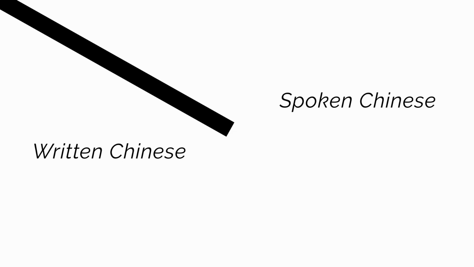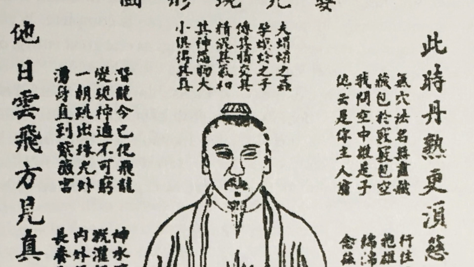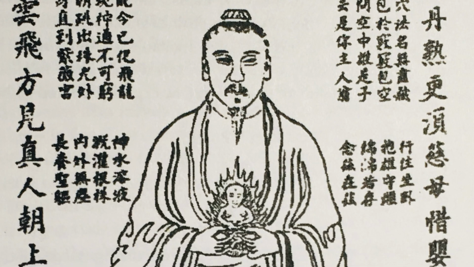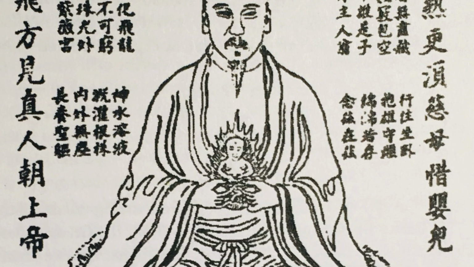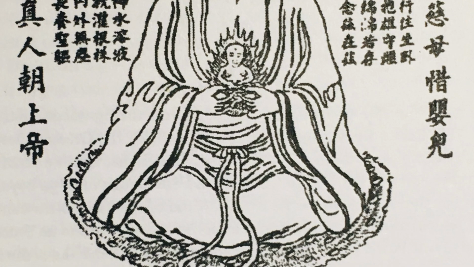Before the modern period, a huge gulf separated spoken Chinese from written Chinese. Chinese works of history, political philosophy, poetry, and otherwise were written in a very high style that bore little, if any, resemblance to the way that people spoke in everyday life.